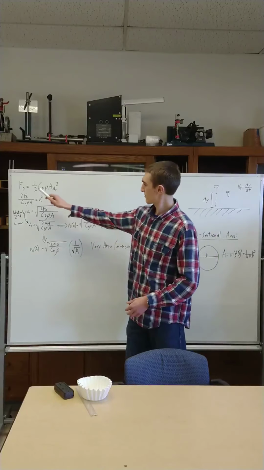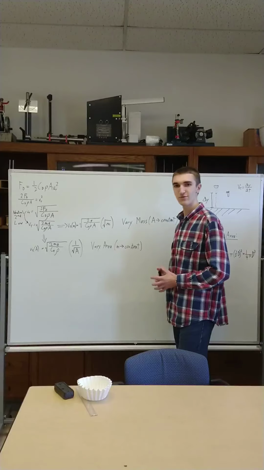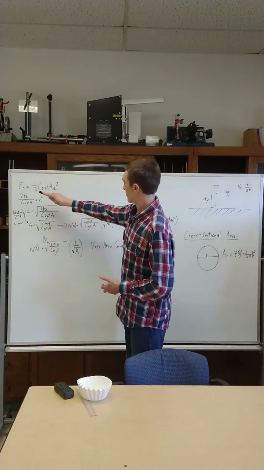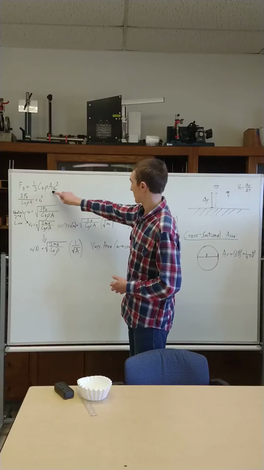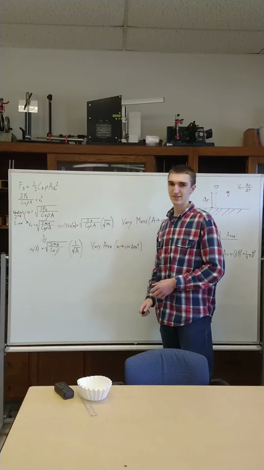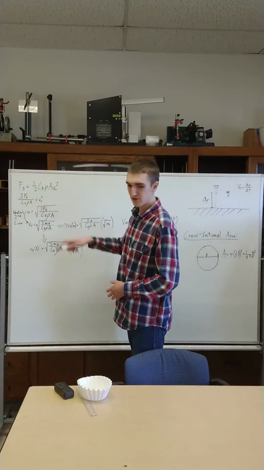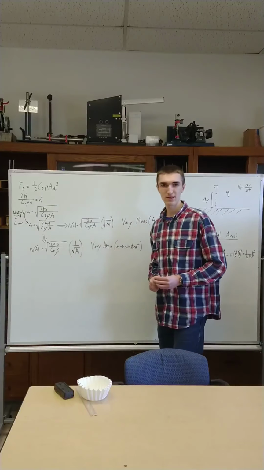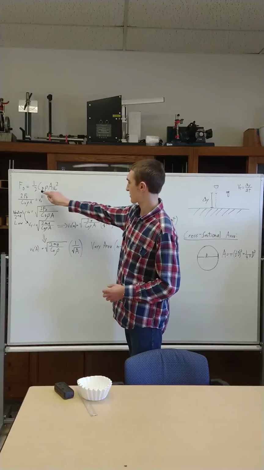Now, this is the equation for the drag force. This is equal to 1/2 times the drag coefficient times rho times the area, cross-sectional area that is, times the terminal velocity squared. For this experiment, the drag coefficient is dependent on the shape of the coffee filter. They're basically all shaped the same way. That will be a constant throughout this experiment.